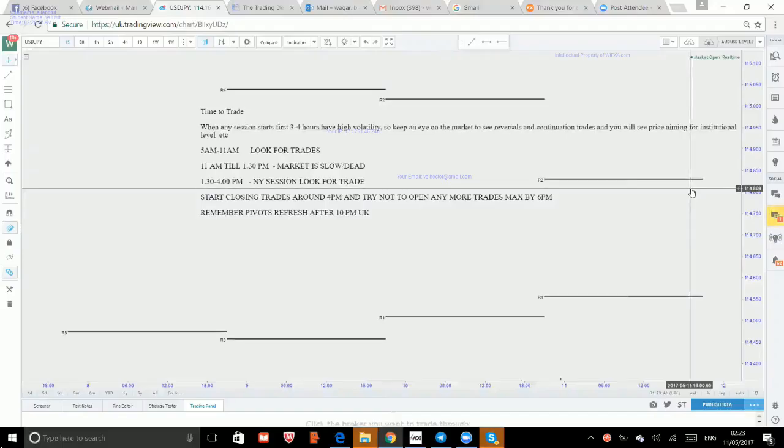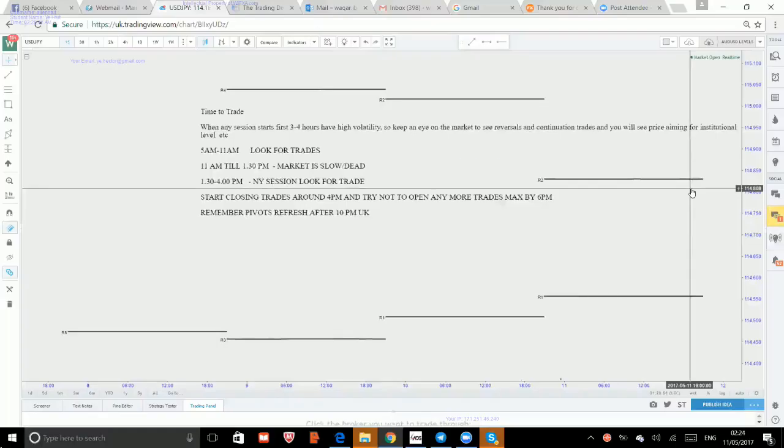So guys, whenever you're trading, remember the first 3 to 4 hours of every session is where the volatility is, where the meat is, and where you should be focusing. And that is where you should be sitting at your computers. Makes sense? Do you understand this?